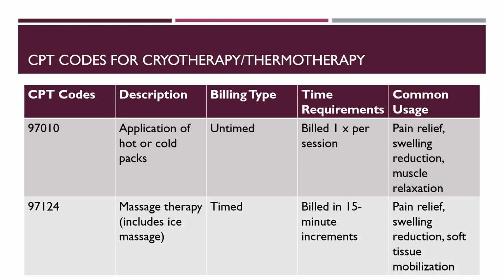This is a timed code, so we'll talk about the rule of eights and the relevance of 15-minute increments, but we can bill this more than one unit per day, as opposed to something like the hot pack or the cold pack application, 97010. So we'll talk a lot about that, but I just want to get you familiar with what some of these CPT codes look like. I want to start getting you familiar with the rule of eights and what it means to have an untimed code versus a timed code and those kind of things.